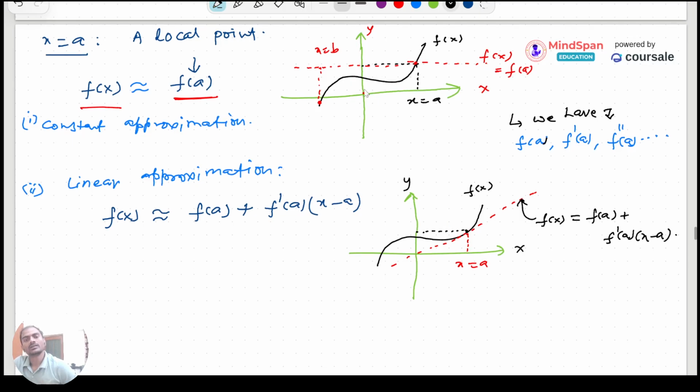The improvement is that by seeing the graph itself, you can find out that this new linear line is closer to the actual f(x) graph than the previous constant function. Unless the actual function was itself a constant function, then we would not have gotten this f'(a). f'(a) will become 0 and f(x) will become simply f(a). So this is a better approximation than the previous one.